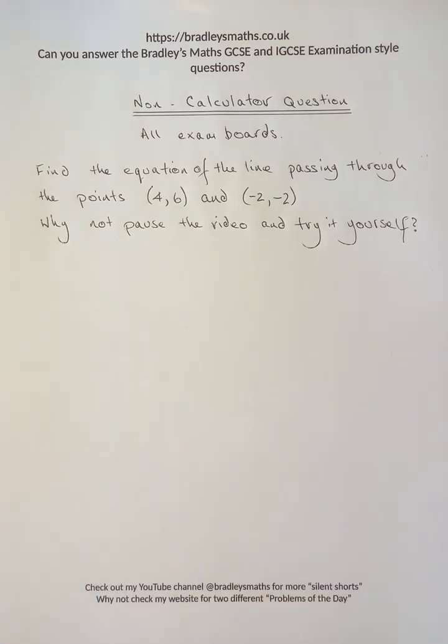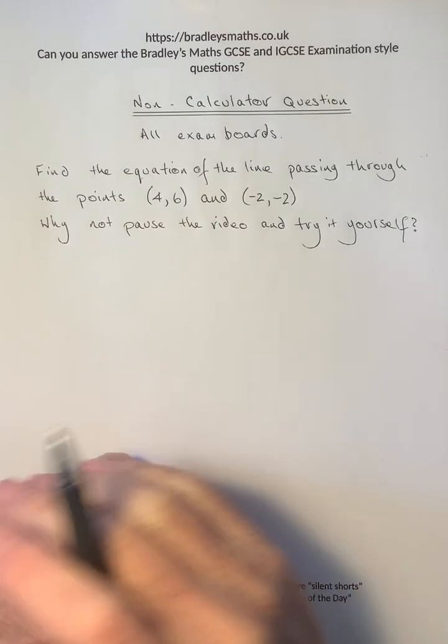Welcome. We're going to have a look today at this typical non-calculator exam question across all of the boards, IGCSE and GCSE. Find the equation of the line passing through the points (4, 6) and (2, -2). I'm going to assume that you've paused the video and tried it yourself, and now I'm going to give you a fully worked solution.